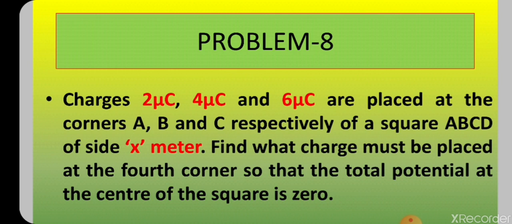So that the potential at the center of the square is 0. That means at the diagonals' intersection point we have to take the potential as 0. To maintain that potential as 0, what charge must be kept at the fourth corner? So you have to find the charge value.